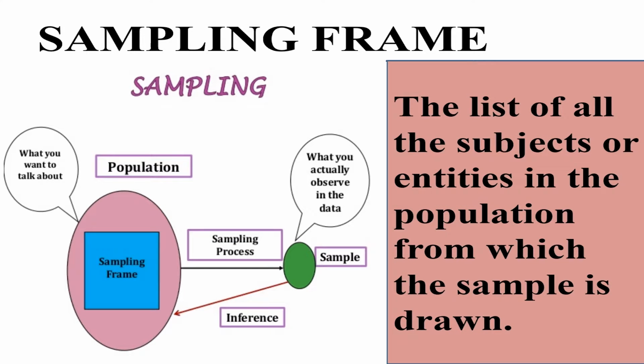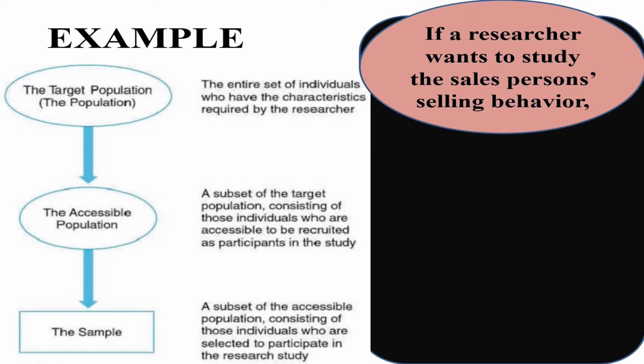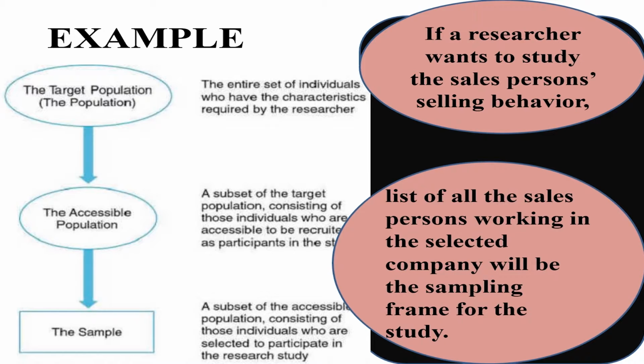Sample is a representative unit of the target population. The next is sampling frame. This is the list of all the subjects or entities in the population from which the sample is drawn. For example, if a researcher wants to study the salesperson's selling behavior, the list of all the salespersons working in the selected company will be the sampling frame for the study.